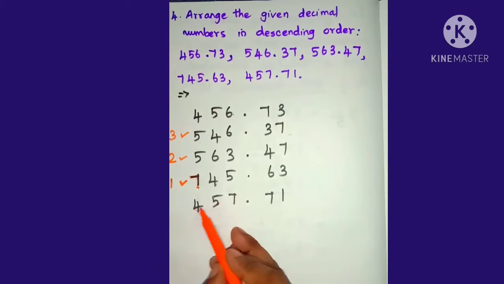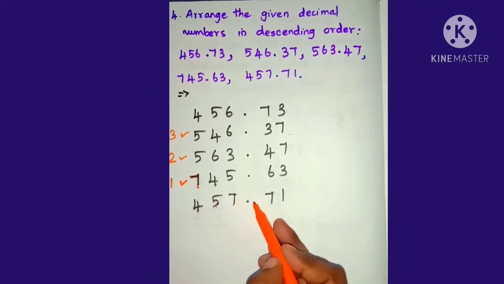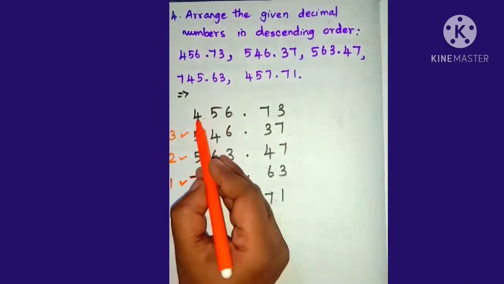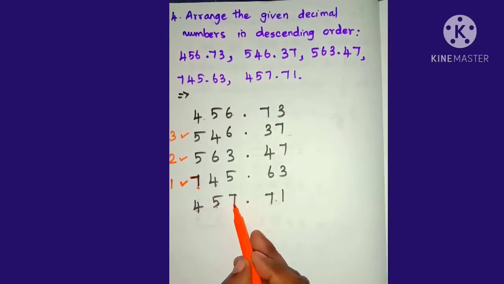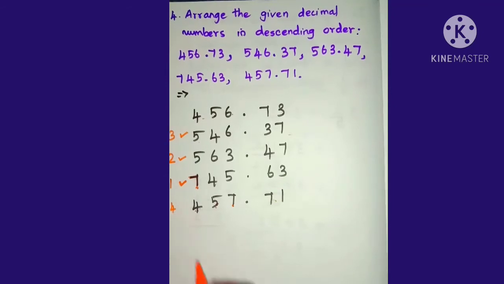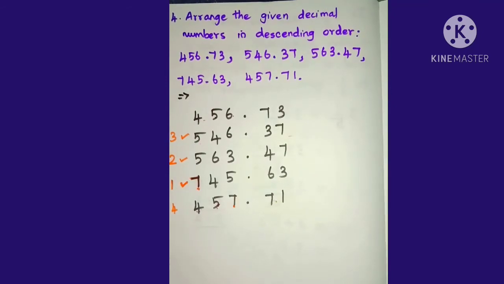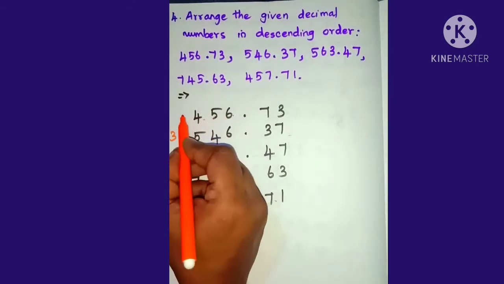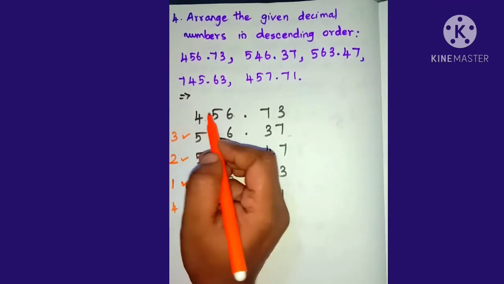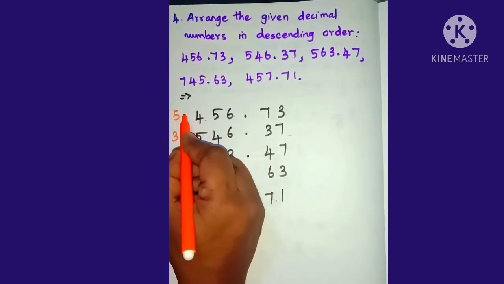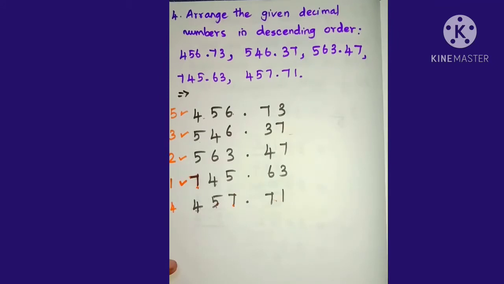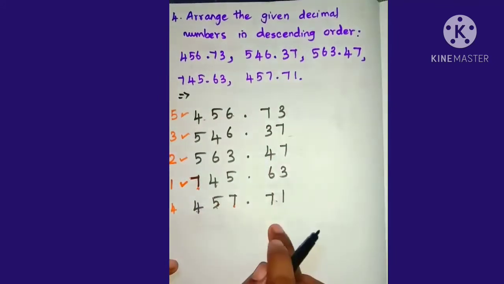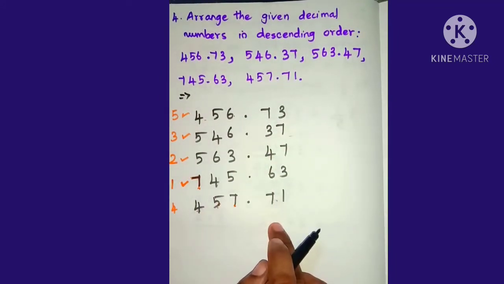7. So 457.71 is greater than 456.73. So this is the greater value. So this will be the fourth greater value. And here the last one, the least number is 456.73. So now we have to arrange the decimal numbers from biggest to smallest.